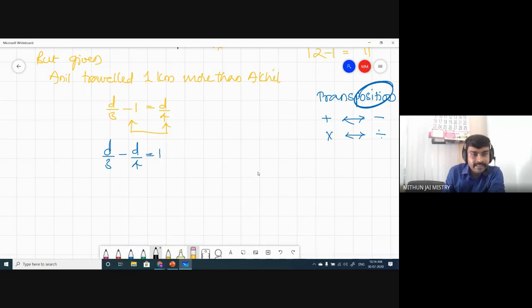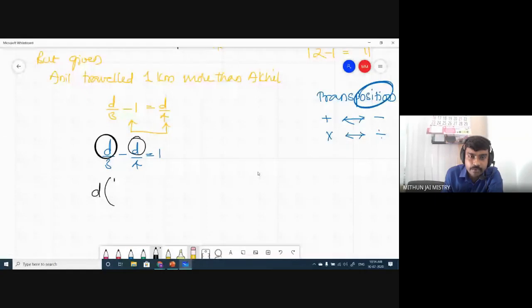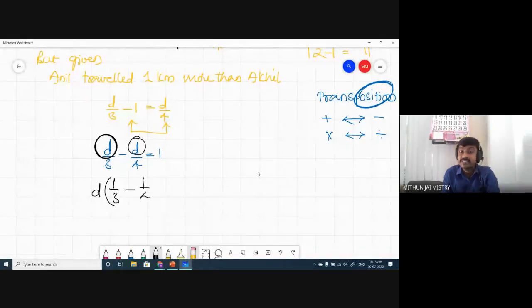So now one great thing I am going to do. Here I can see d as common. D is present in both the terms. So that d I am taking common outside. When d has gone outside, what is left here? 1/3 minus 1/4. What is left? 1/3 minus 1/4 is equals to 1.